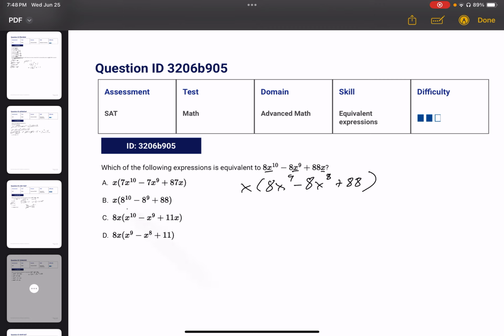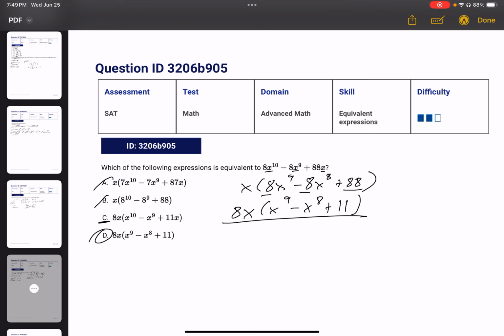Is that an answer? No, it's not. So we're going to keep factoring. What else is in common? Well, these all have an 8 except this one, but it is divisible by 8. So you can take 8 out to the side, and then you get 8x to the 9 minus, not 8x, just x to the 8 plus, and then 88 divided by 8 is 11. Now looking at our answer choices, these two don't even take 8x out, and this one fails to simplify the x inside, which is a trap answer, so be careful of that one. So D is going to be the answer for this question.